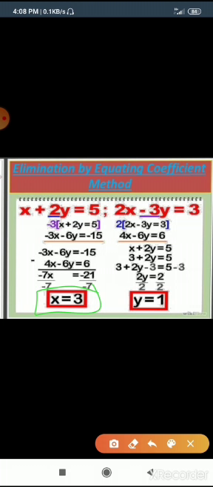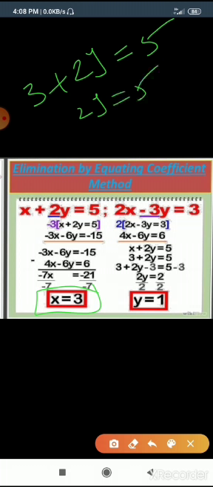Let us substitute in the first equation. 3 plus 2y is equal to 5. 2y is equal to 5 minus 3, which is 2. 2y is equal to 2. From that, y is equal to 2 by 2, which is 1. So the value of y is 1.